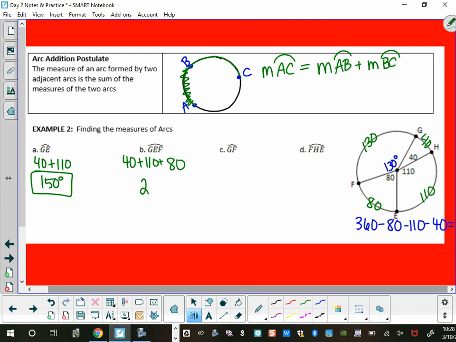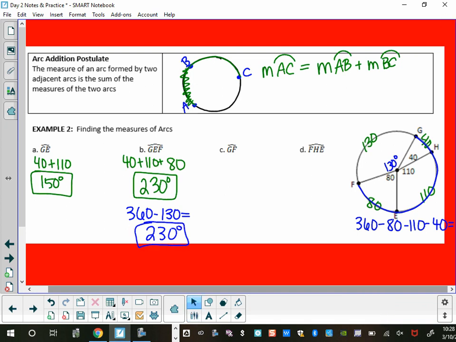We get 230. Alright, I am completely okay with adding up what you have. I am also okay with you guys seeing, for GEF, if you see that I could subtract 360 and 130, you still get 230. If you want to subtract the piece that we're not using, that's perfectly fine too. You can do it either way. I typically like to add them up, I'm just used to that.